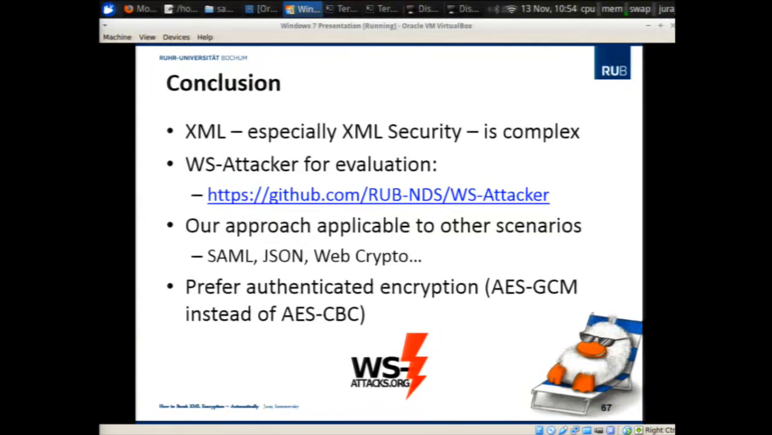So if you want to do research in this direction, you can take a look at JSON Web Encryption or Web Crypto API, and how to use their encryption standards. And if you use XML Encryption, prefer authenticated encryption schemes like AES-GCM and RSA-OAEP. Further attacks are described on our website wsattacks.org.